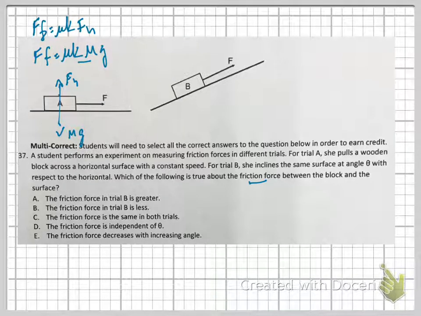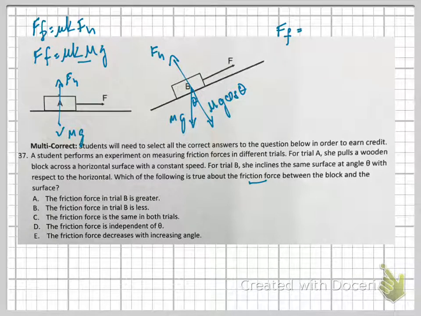Now in the second case, free body diagram, we have mg pointing down, Fn perpendicular to the surface it's riding on, and we also have the y component of mg, which would be mg cosine theta. So the force of friction for B would be equal to, well, let's go back.